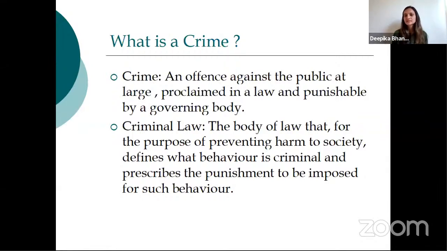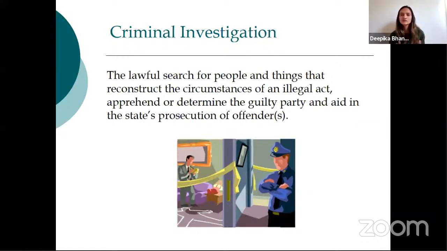Then there are certain laws which prevail in society, and we call them criminal laws. It is defined as the body of law that, for the purpose of preventing harm to society, defines what behavior is criminal and prescribes the punishment to be imposed for such behavior. So there has to be a punishment for every crime that is committed in society. That is why we have criminal law. Law comes into force when there is some kind of criminal investigation. So there has to be some investigation for that: the lawful search for people and things that reconstruct the circumstances of an illegal act, apprehend or determine the guilty party, and aid in the state prosecution of offenders. As you can see in the picture, there's an investigating officer standing, and there is a crime scene investigator who is documenting the scene of crime.